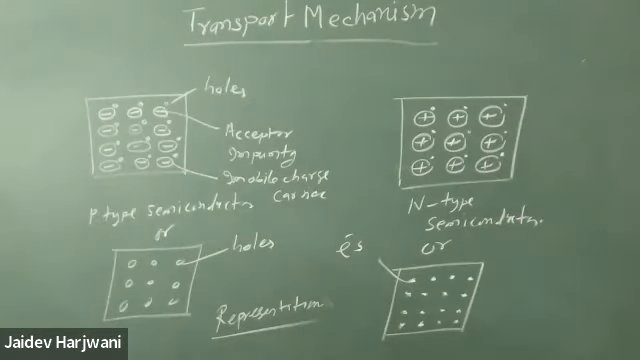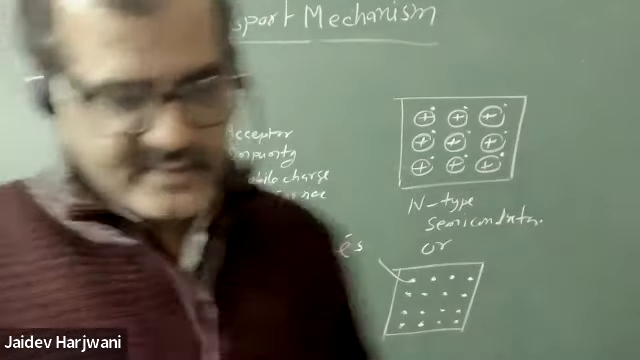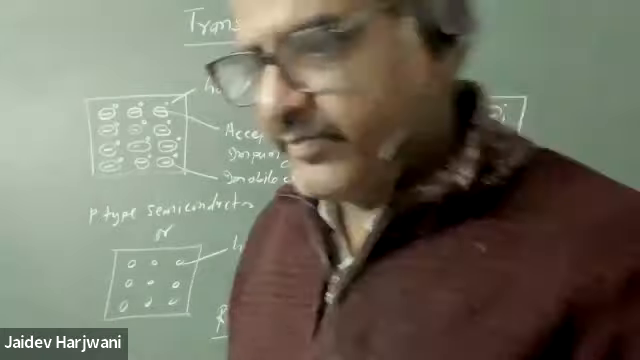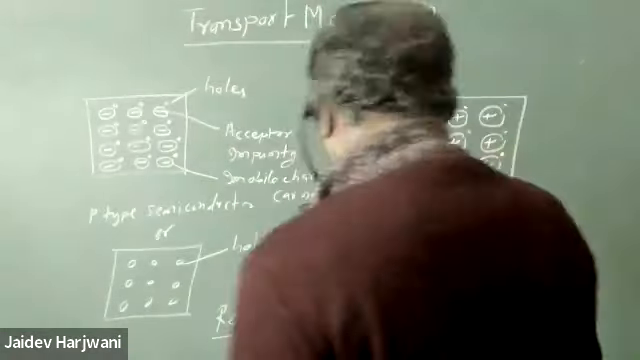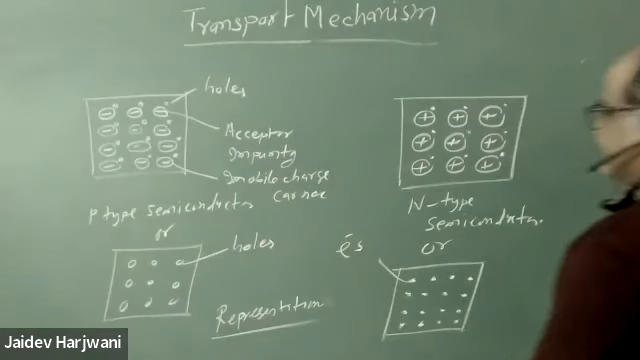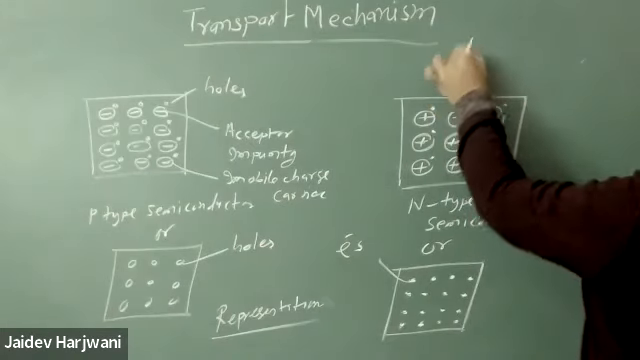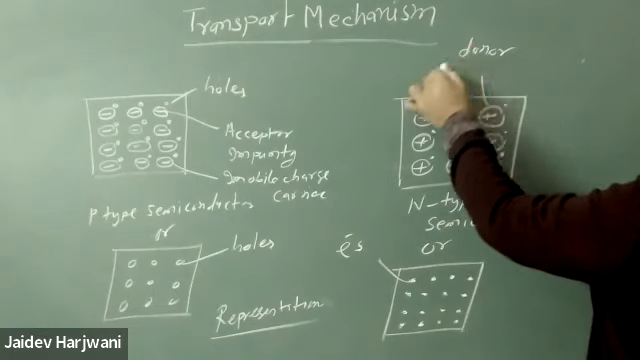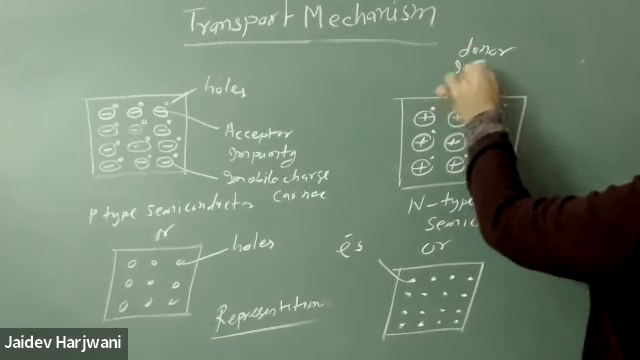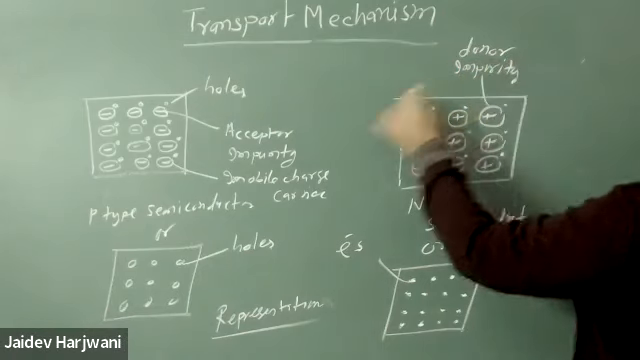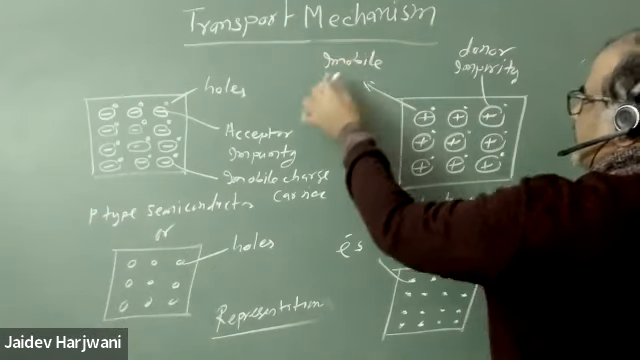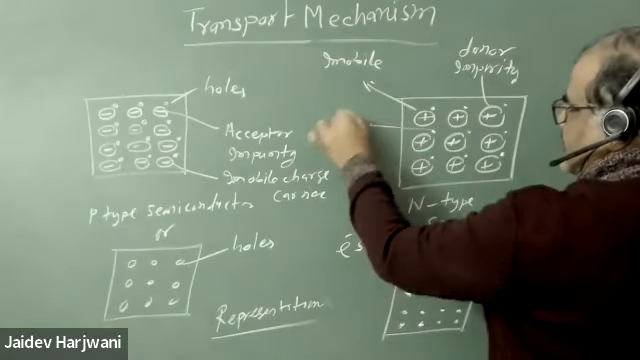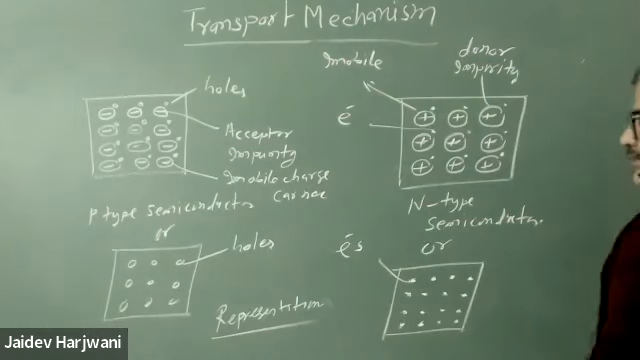Now, once we know how to represent p-type and n-type material, we can understand the formation of the p-n junction. So shall I erase this one? So these are donor impurities, and they are immobile, they cannot move, and these are electrons which can move.